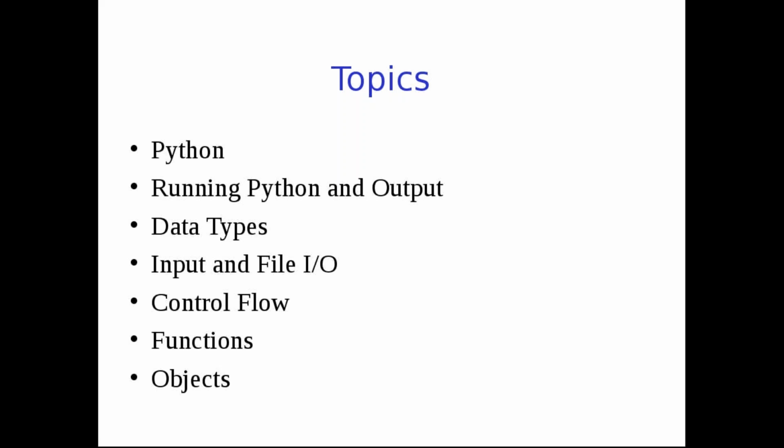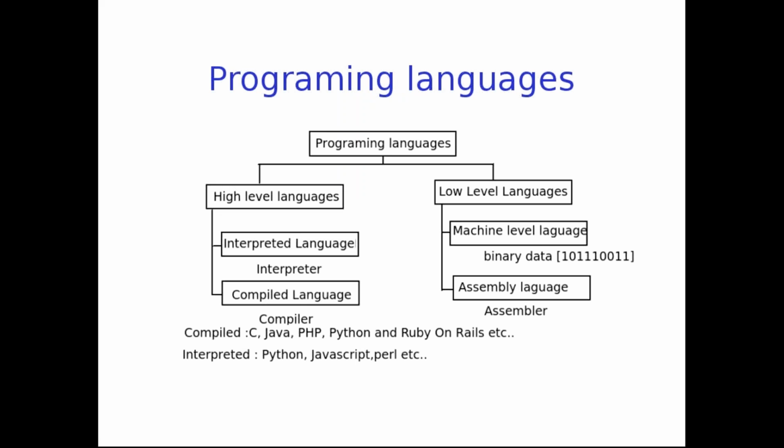Then we'll learn the standard data types. What are the standard data types available in Python? We'll have some IO operations. Then we'll follow the control flow. What is the control flow in Python? Then we'll have functions, and a little introduction to object-oriented Python also. Before starting anything, I'll start everything from scratch, like what is a programming language.